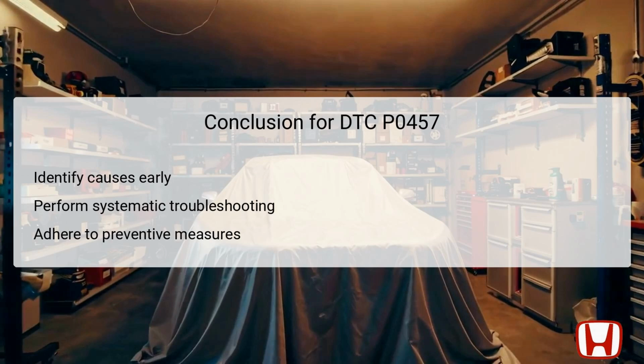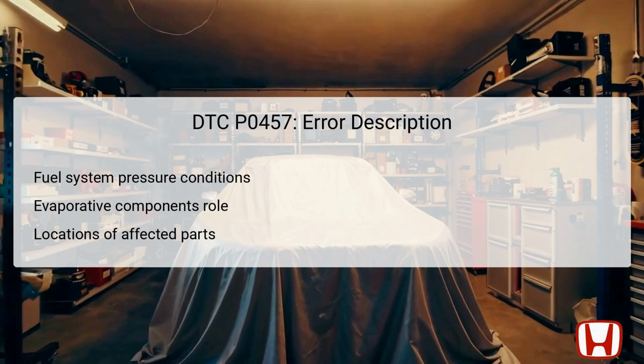environmental stewardship. The DTC P0457 signifies that the Evaporative Emission Control System detected a leak, often due to a loose or missing fuel fill cap. The fuel system is designed to maintain specific maximum pressure and vacuum conditions for optimal performance. Deviations can lead to potential damage.